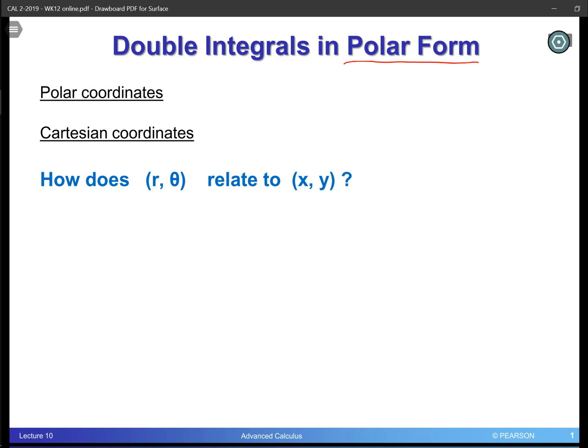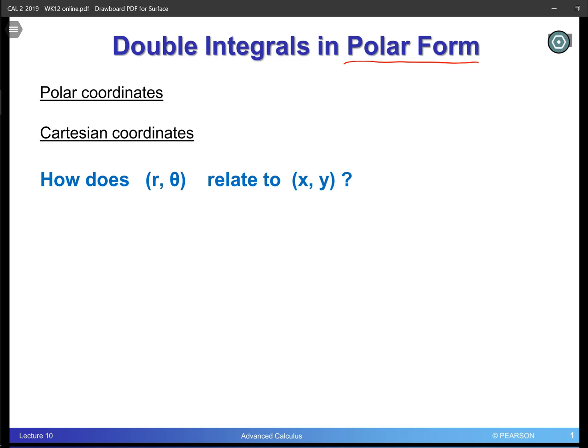Alright guys, let's continue with our lecture. Today's topic is about double integrals in polar form. Yes, we are still in this topic of double integrals, and we have done this for 2 weeks already. But today's double integrals are going to be quite different from what we did in the past 2 weeks.